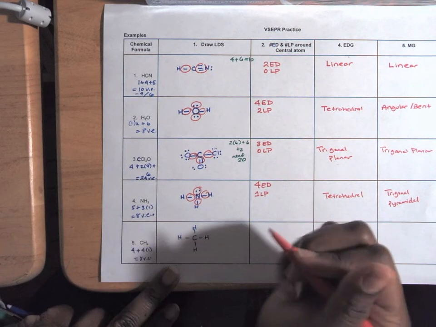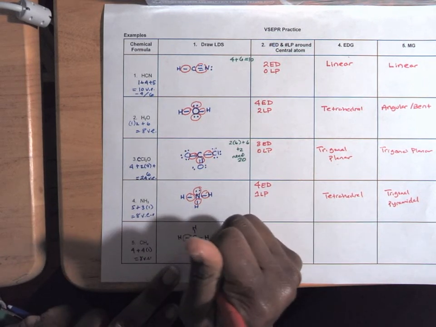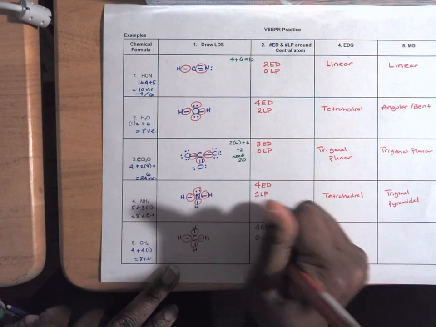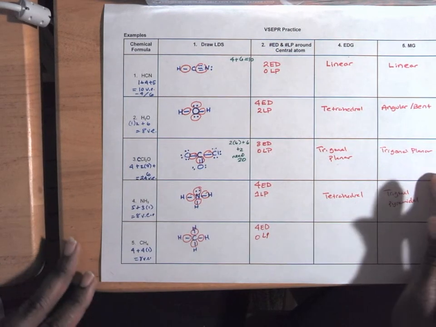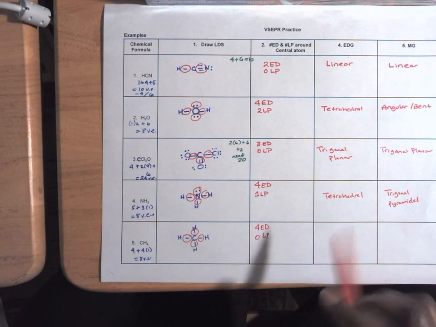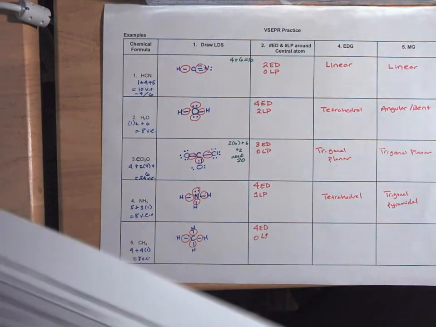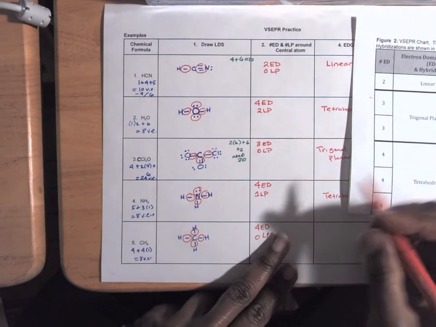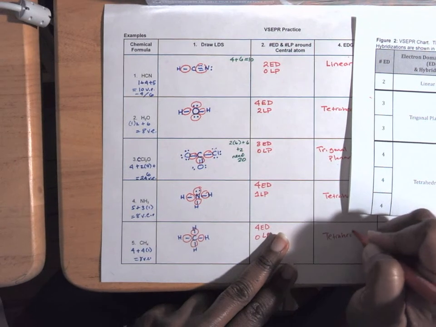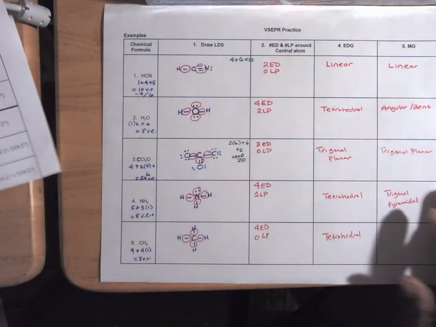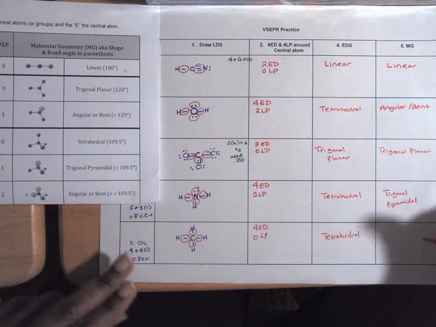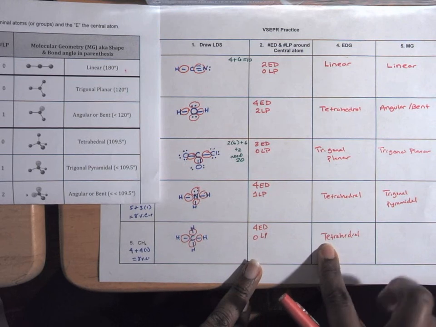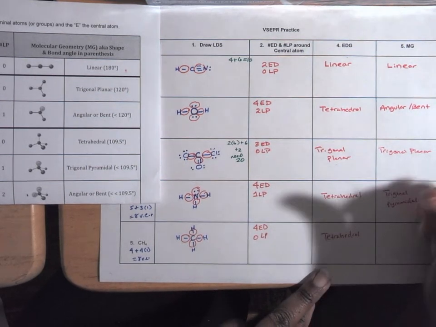Now we're going to go ahead and count our electron domains. 1, 2, 3, 4. 4 around the central atom. None of them are lone pairs. And whenever you have 4 electron domains, the electron domain geometry is tetrahedral. If you want to see that in the chart, 4 electron domains is tetrahedral. And then finally, for the molecular geometry, if you have 0 lone pairs, the molecular geometry will be the same as the electron domain geometry. So I don't even need to look at the chart here.